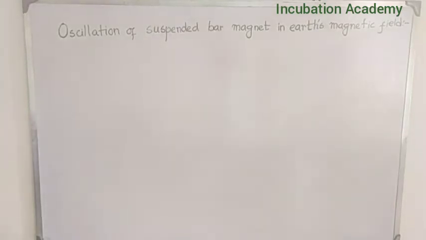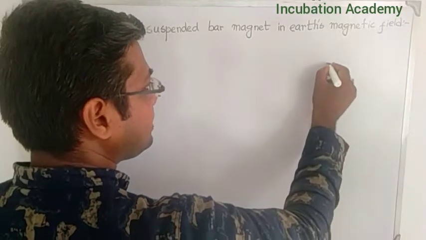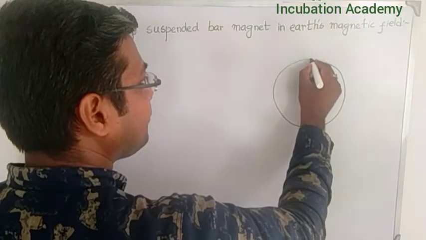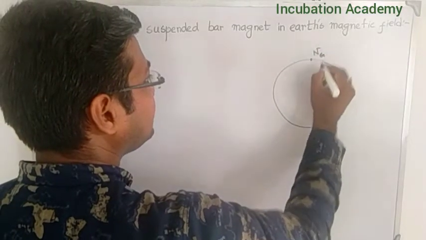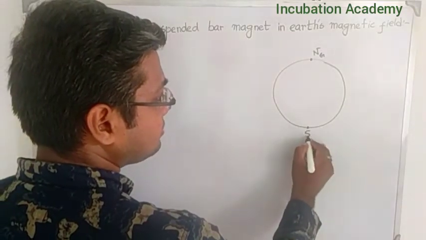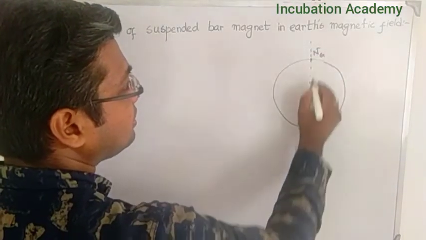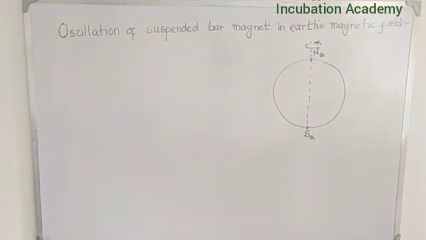Oscillation of the suspended bar magnet in the Earth's magnetic field. At first we have to understand what Earth's magnetic field is. We know that if this is the Earth, and this is my geographic north, NG, and this is my geographic south, SG, about which the Earth completes its rotation around its own axis.